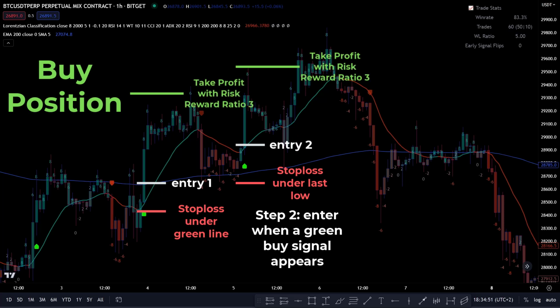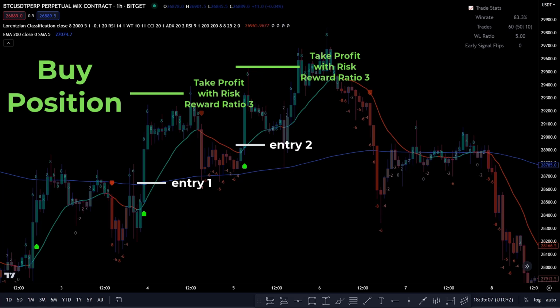A risk reward of 3 can be easily understood by looking at the following arrows. The arrow from our entry to our take profit level is 3 times as long as the arrow from our entry to our stop loss level. Finally, in our example, we can see 2 possible buy positions, each leading to a nice profitable trade.